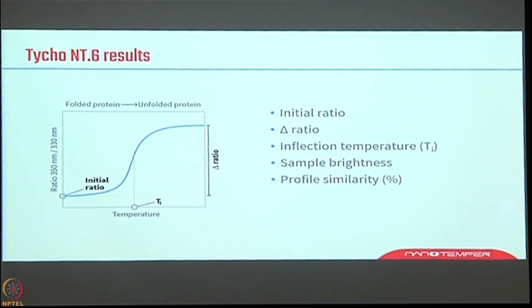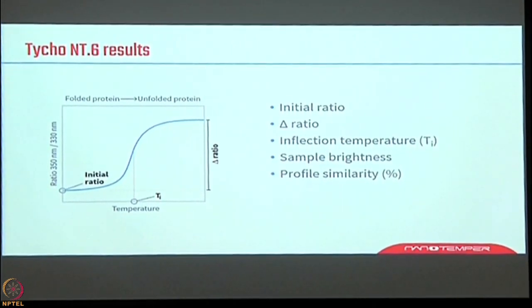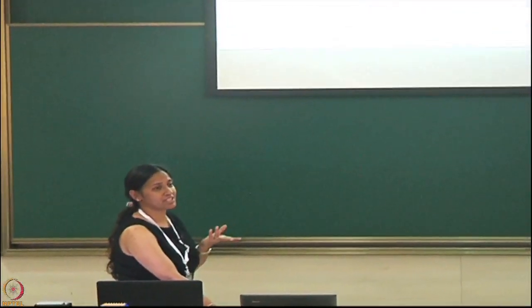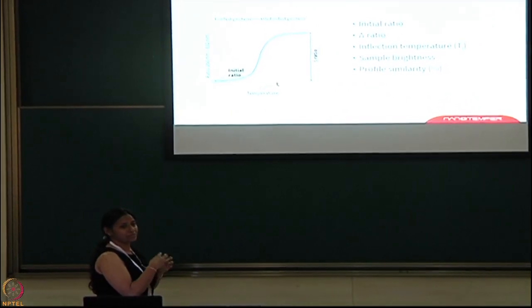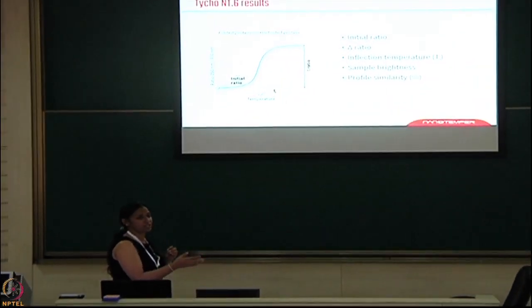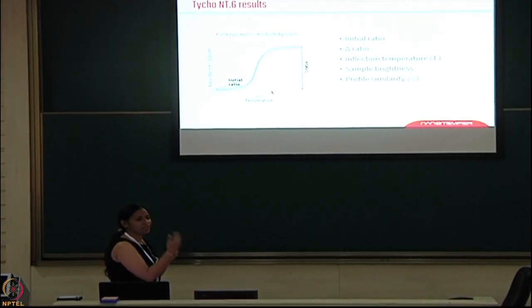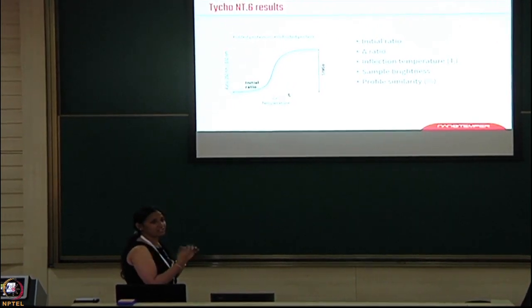And the delta ratio is the ratio from the folded to the unfolded region. When the protein folds and unfolds, you will get a TI value as well as the sample brightness. The sample brightness will give you a relative concentration of your protein molecule. It will not give you the actual concentration, but a relative concentration, that this much amount of protein is present. And then protein profile similarity: if you have a reference sample of your protein, that can be taken as a standard, and when you are going batch to batch, or doing freeze thawing, you can always take that as a reference sample and cross check the other batches or the freeze thawed ones, and then check how much it has denatured or changed.